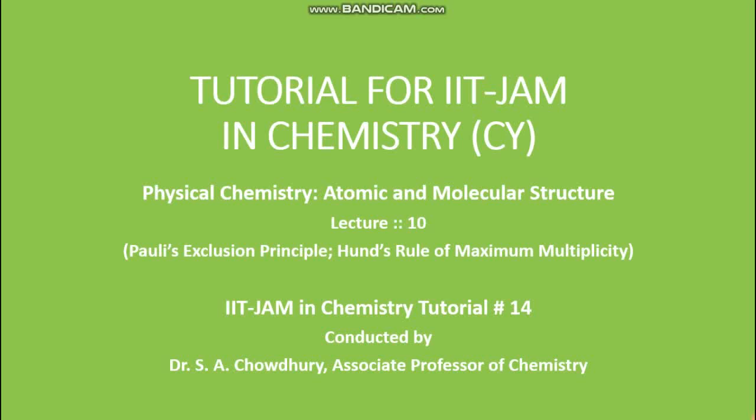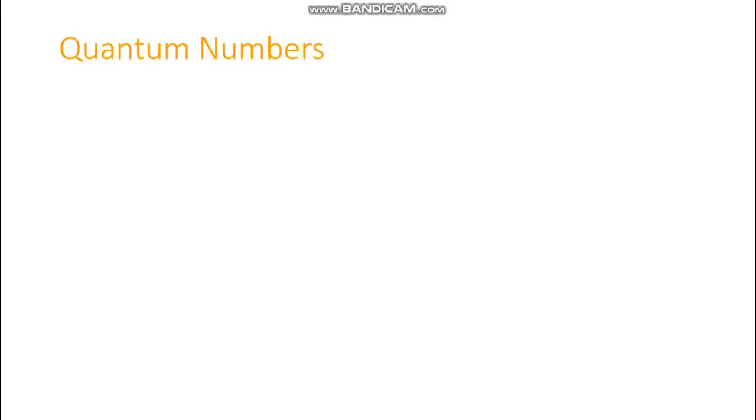Hello everyone, welcome to tutorial number 14 of IIT-JAM in chemistry, and this is the 10th lecture of the physical chemistry chapter Atomic and Molecular Structure. The topics which are going to be discussed today are the Pauli Exclusion Principle and Hund's rule of maximum multiplicity. Before starting, we have to get acquainted with the quantum numbers.